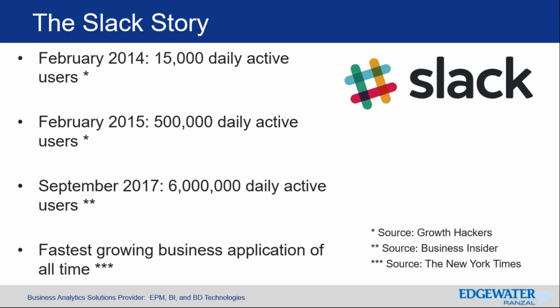Some numbers here on the screen about Slack, by the way. Slack was released in February of 2014. After the first month, they had 15,000 daily active users. A year later, February of 2015, 500,000 daily active users. Two years after that, September of last year, 6 million daily active users. By all accounts, Slack is the fastest growing business application of all time.